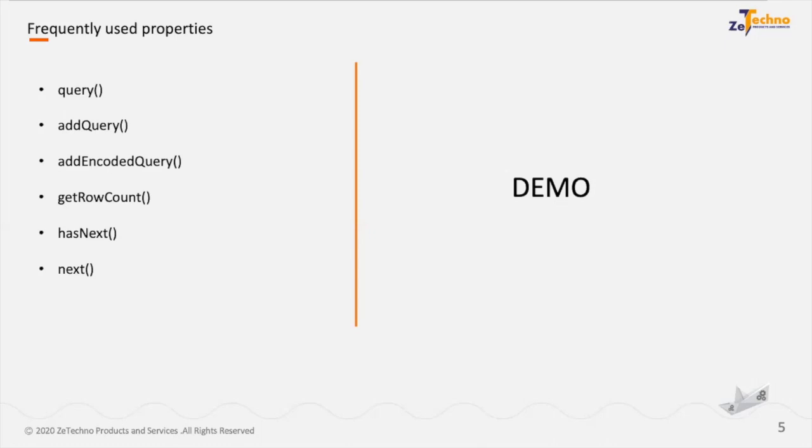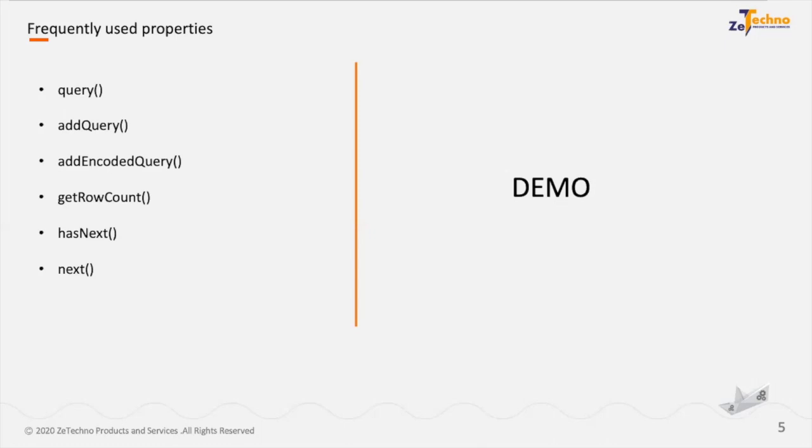addEncodedQuery would mean, we have ServiceNow filters. We can provide those filters instead of providing addQuery. This will make more sense during the demo, but addEncodedQuery will actually have a filter copied from the table list, and we can paste it there, and we can actually get that exact data set into our GlideRecord if we have to do some operation with it.